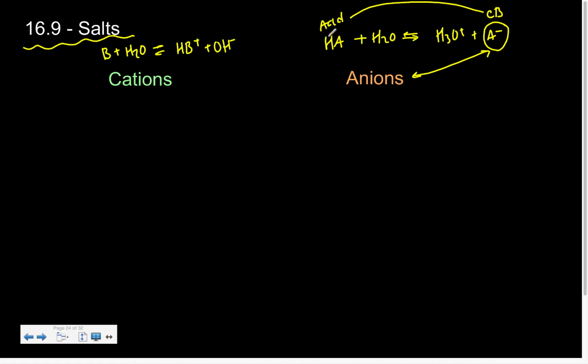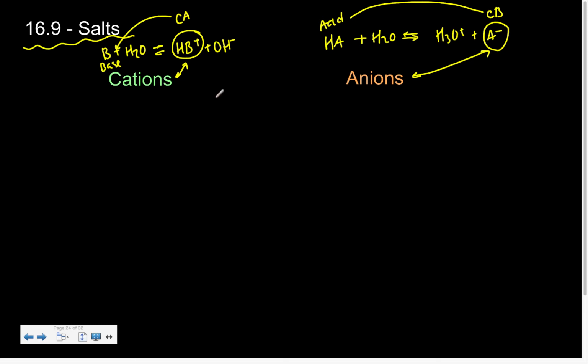Likewise, cations can be thought of as the conjugate acid from a base. Which means that anytime we have a salt, it's going to be composed of a cation and an anion, and we need to think about where those species come from.